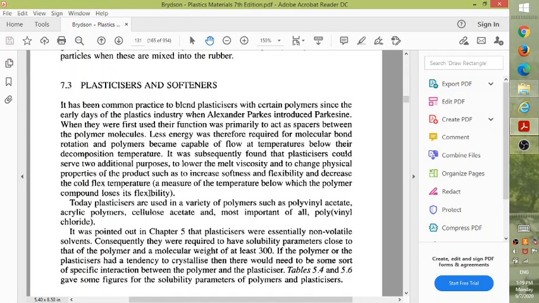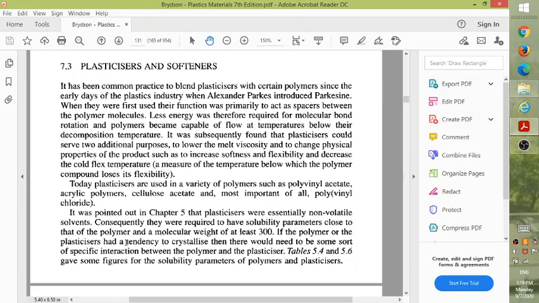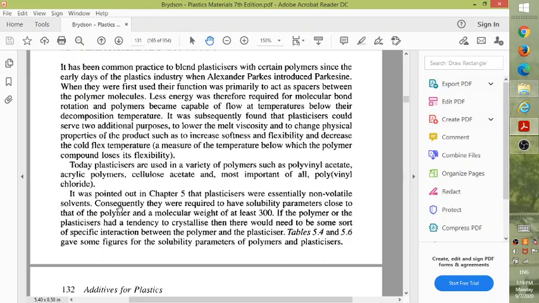So number one is melt viscosity, and number two is changing the physical properties of the product so as to increase softness and flexibility. And what is the cold flex temperature? A measure of the temperature below which the polymer compound loses its flexibility. Today, plasticizers are used in a variety of polymers such as polyvinyl acetate, acrylic polymers, cellulose acetate, and most important of all, polyvinyl chloride. It was pointed out in chapter 5 that plasticizers were essentially non-volatile solvents. Consequently, they were required to have a solubility parameter close to that of the polymer and a molecular weight of at least 300. So these are some characteristics of plasticizers.